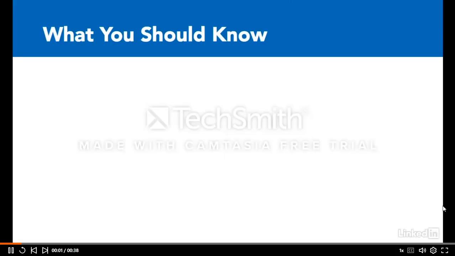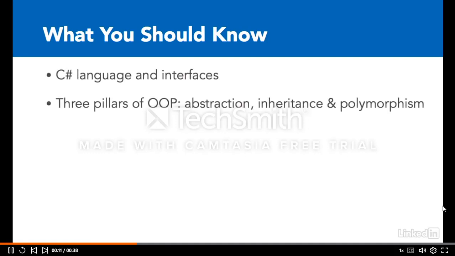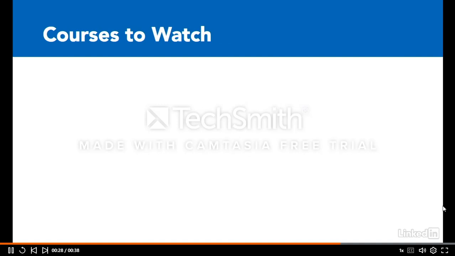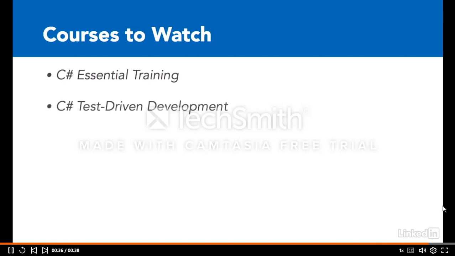For this course, I'm assuming that you're already comfortable coding with object-oriented programming. In particular, you should be familiar with the C# language and implementing interfaces, the three pillars of object-oriented programming, such as abstraction, inheritance, and polymorphism, SOLID principles, the difference between composition and inheritance, fundamentals of class diagrams, and navigating through Visual Studio. If you're not familiar with some of these, or if you have any questions while watching, I'd recommend checking out C# Essential Training and Test-Driven Development.